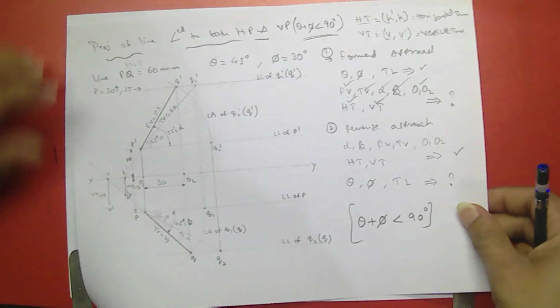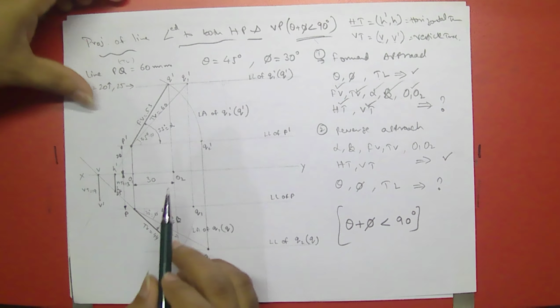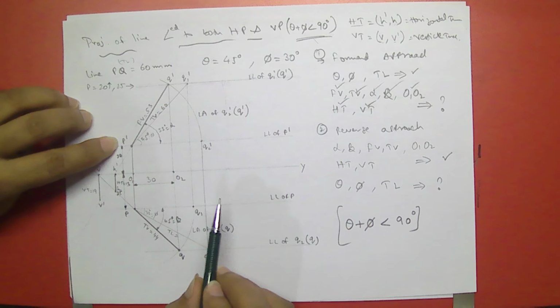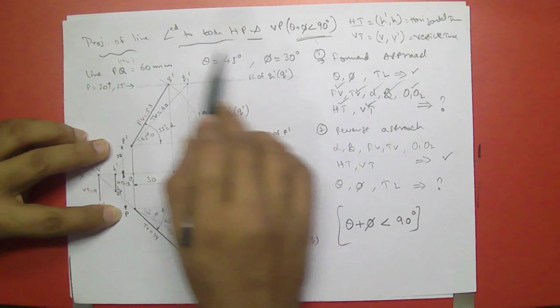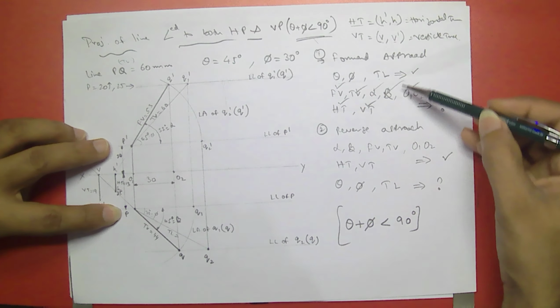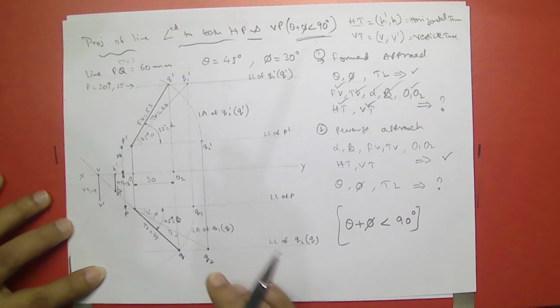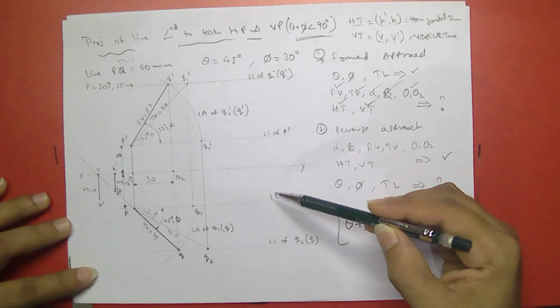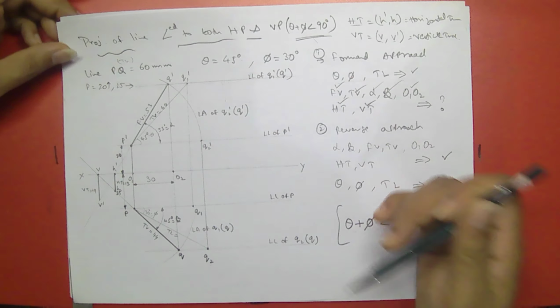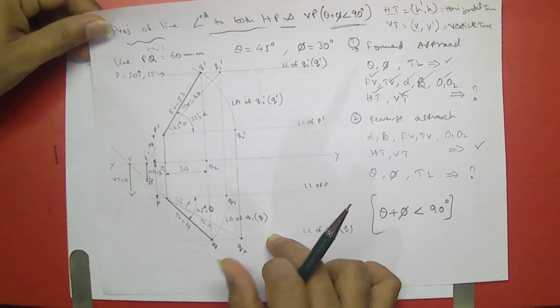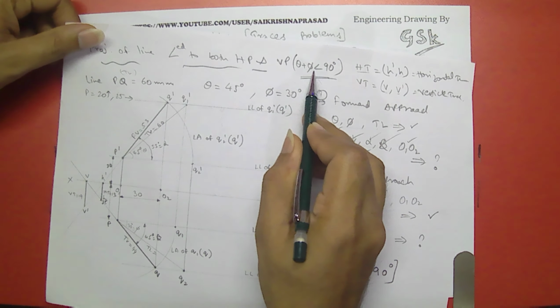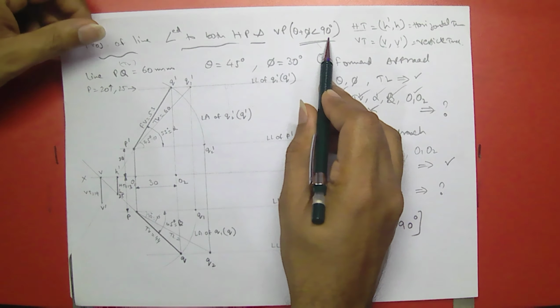Let me discuss the basic method of projection of lines inclined to both planes. Here first we have to locate the position of the points over here and here, which is already given in the question. Suppose this data is given, we have to find all the other data. This is the basic approach of projection of lines. If you want clarification on this method, you can go to the previous videos in my channel. You will get a better explanation of how to draw projections of lines inclined to both planes when theta plus phi is less than 90 degrees, where theta is 45 degrees and phi is 30 degrees.